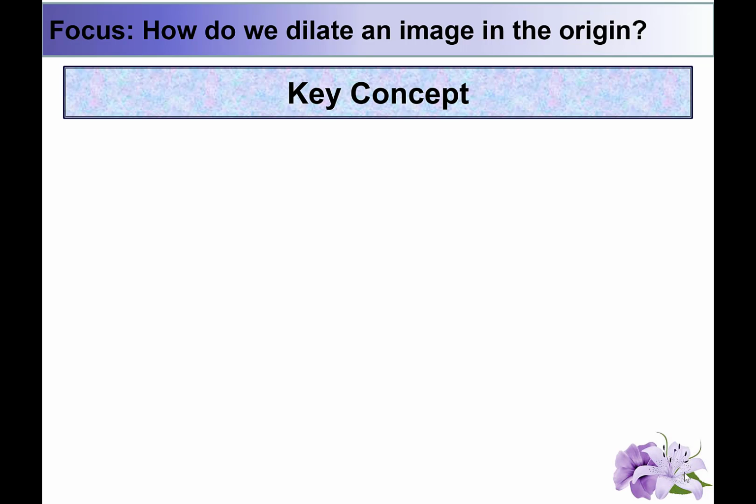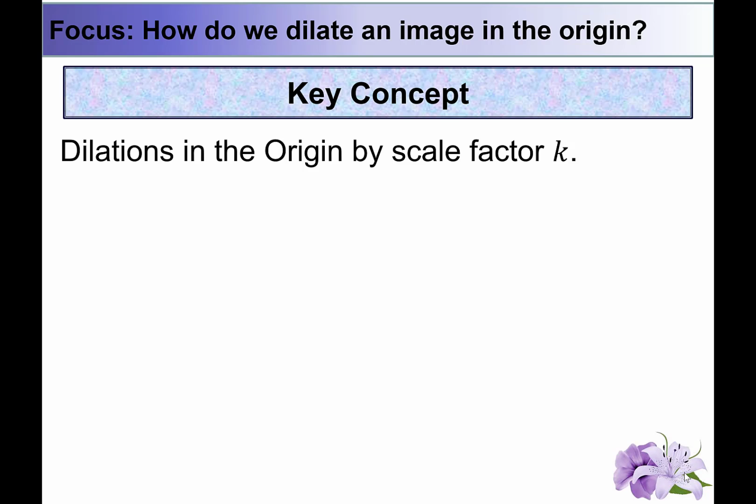Key concept. We have a dilation about the origin by a scale factor of k. We take the original coordinates and we multiply each coordinate by the scale factor. So in our last example, the scale factor was 2. So we multiplied the x and the y coordinate by 2 in order to get our dilated image.